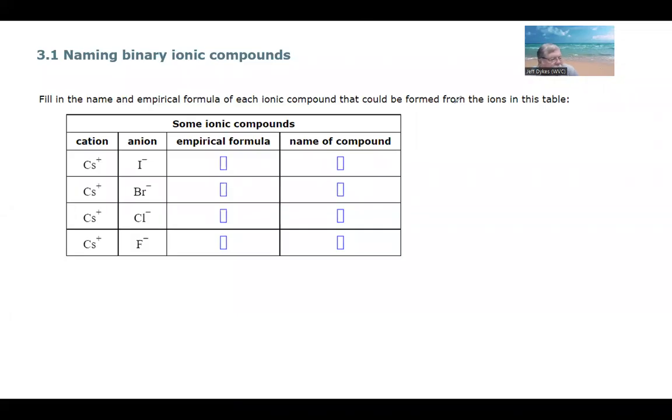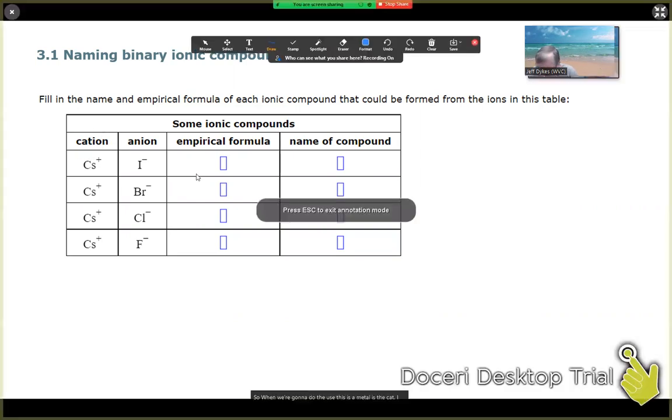Hi class, this is 3.1, naming binary ionic compounds. So when we're going to do these, this is a metal, the cation, and then you have an anion, which is the nonmetals.